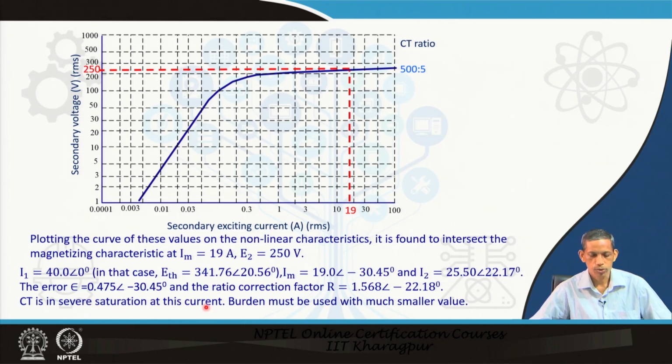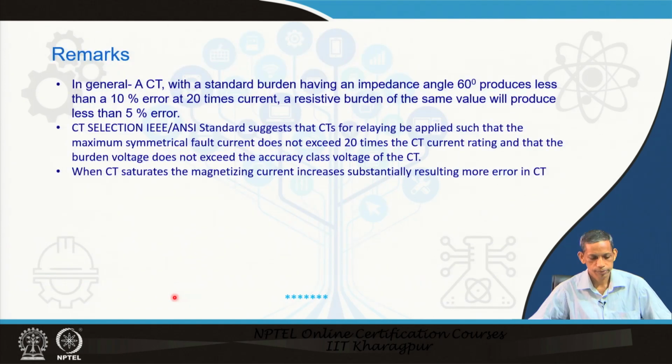What it reveals is that the CT is in severe saturation, because the epsilon value is very large here as compared to the earlier discussions we made. That is why we expect saturation, because it goes into the saturation region in the BH curve, and that is the region where the corresponding error becomes this. What does the error reveal? The corresponding I2 which is being seen by the relay has a much smaller value because of this significant Im as compared to the injected current I1. So, the burden should be reduced; the burden seems to be very high.